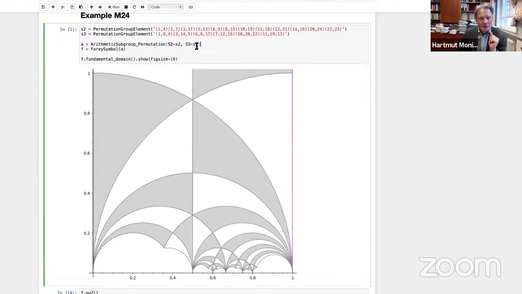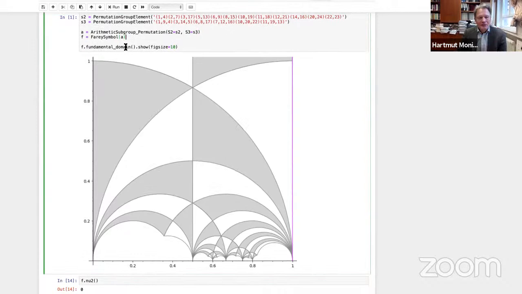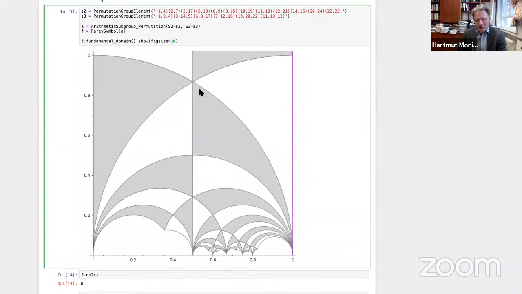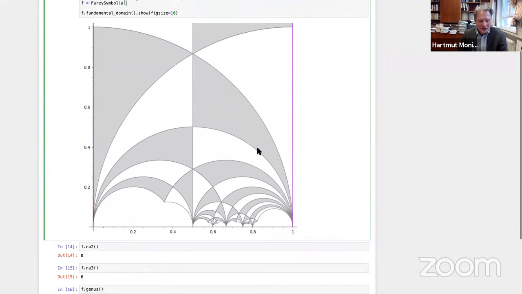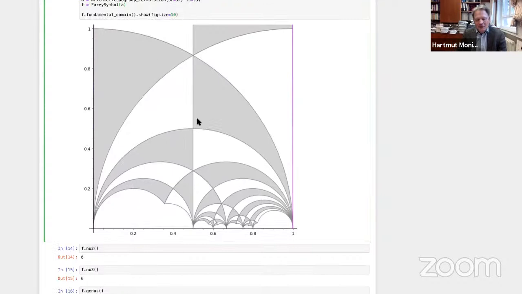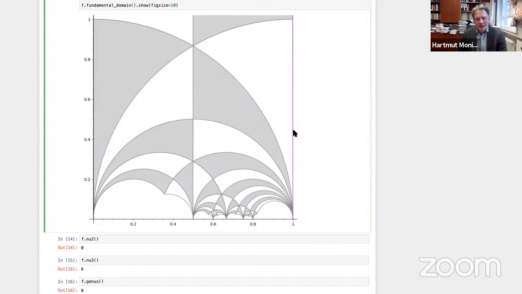Once you have that, you can write down the Farey symbol. This is the fundamental domain of the subgroup of PSL(2,Z) which has M24 as a quotient. This is the simplest example I can think of. And you will see that you can actually use this to calculate the Belyi map in the end. Now, if you look at this Riemann surface, you see a pairing between the left side and the right side.